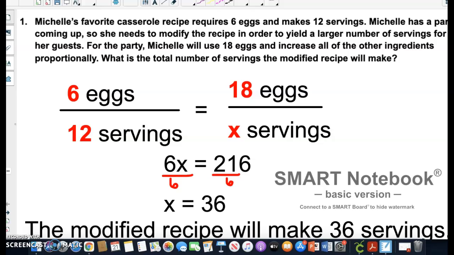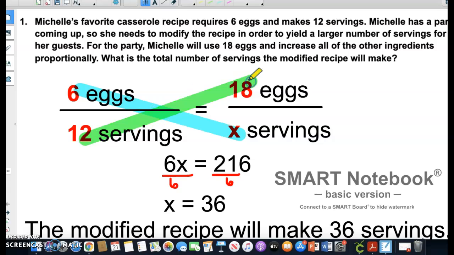So we have a proportion here. 6 eggs to 12 servings equals 18 eggs to X servings. We use an X to represent that number of servings because we don't know that. That's what we're trying to figure out. And then as always, when you have a proportion, remember you're going to cross multiply. So you're going to do 6 times X to give you 6X. And then you're going to do 12 times 18 to get 216. Then this is a simple one-step equation that you want to solve for X. So we're going to divide both sides by 6 to get that X is 36.